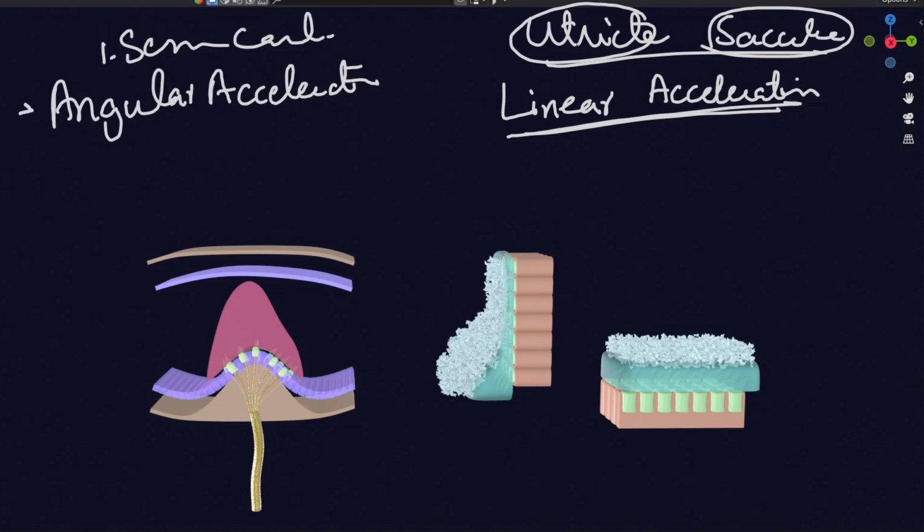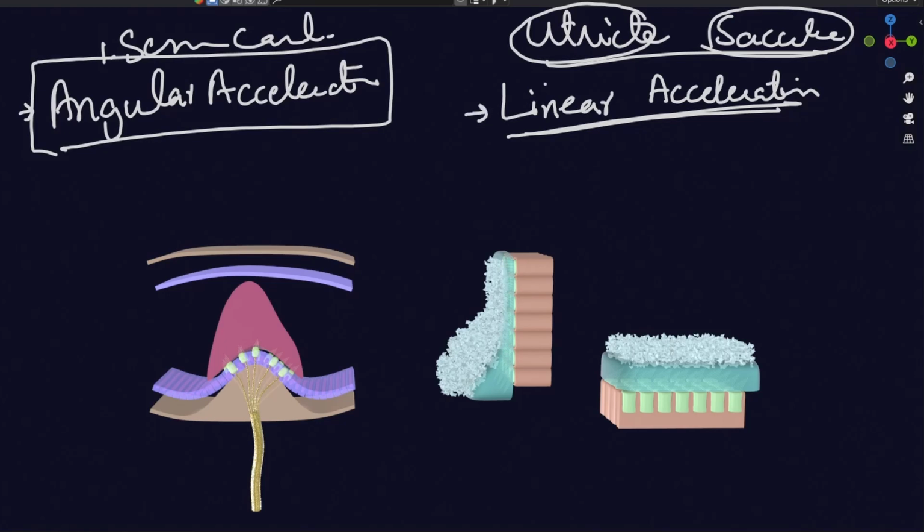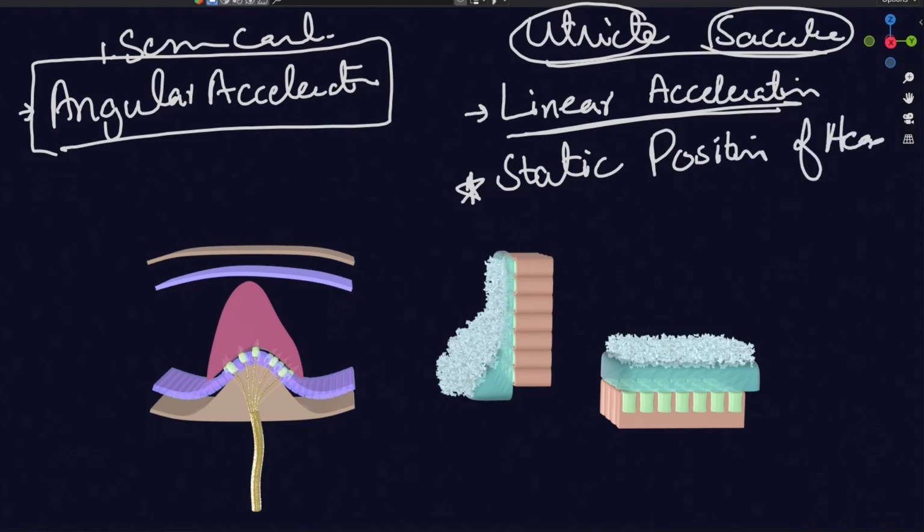That is very important. Mainly this is the only thing that can be sensed by the semicircular canals. But the utricle and saccule, along with linear acceleration, can also sense the static position of the head in 3D space, where the head is located. Along with that, of course, they can also sense the effect of gravity.